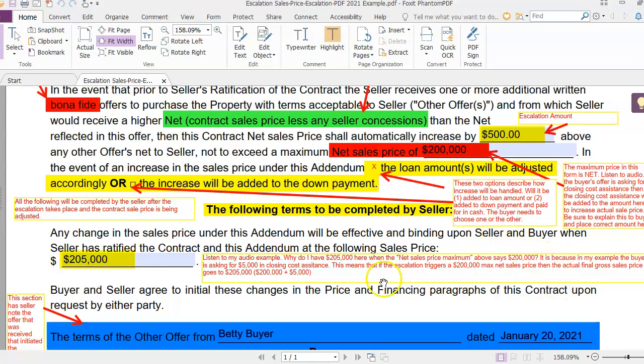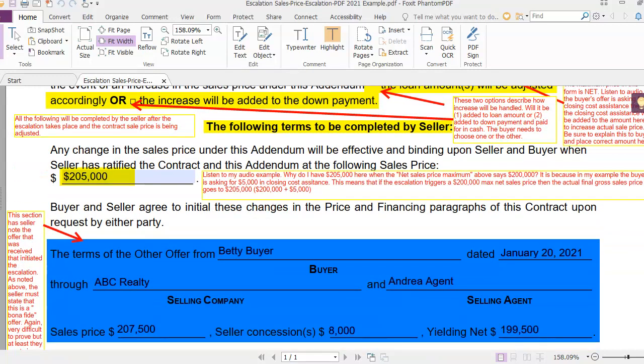It's because in my example, the buyer is asking for $5,000 in closing cost assistance. That means that the escalation triggers a $200,000 max net sale price, then the actual final gross sale price goes to $205,000. The $200,000 net plus the $5,000 in closing cost assistance, right? Buyer and seller agree to initial these changes. So you're going to go back to the original contract and actually change the contract so it reflects that.